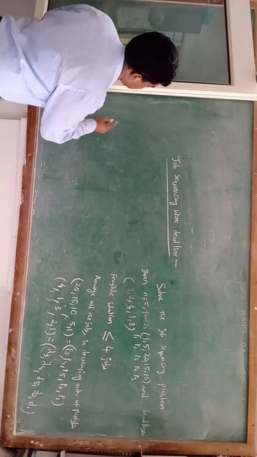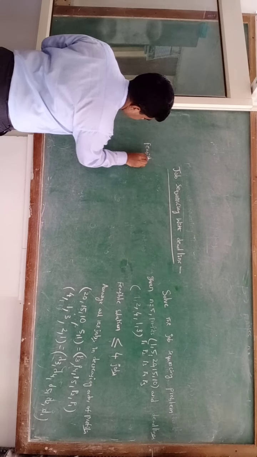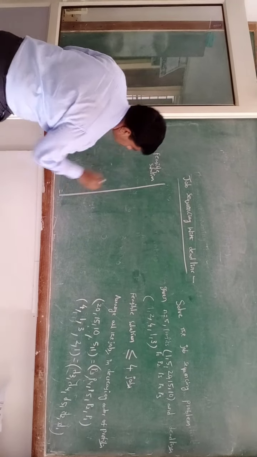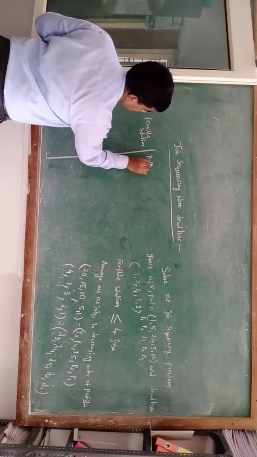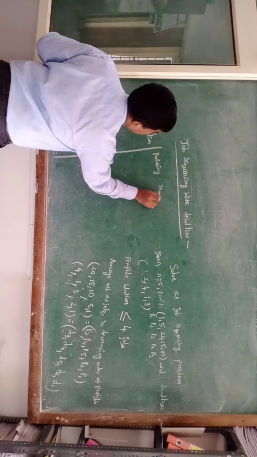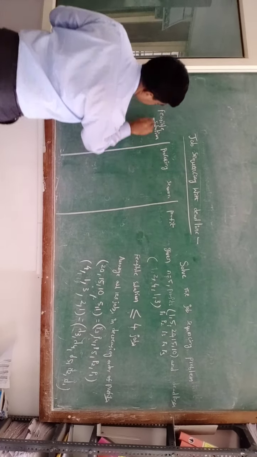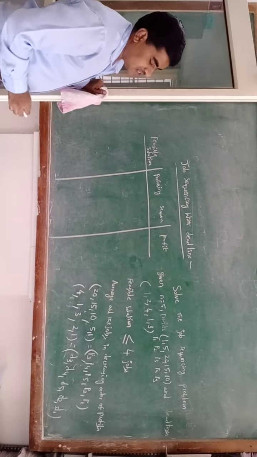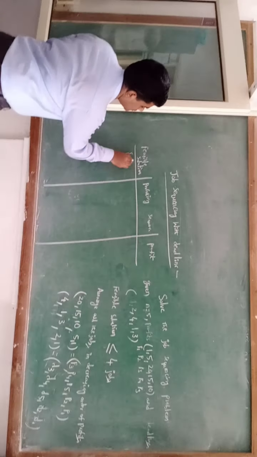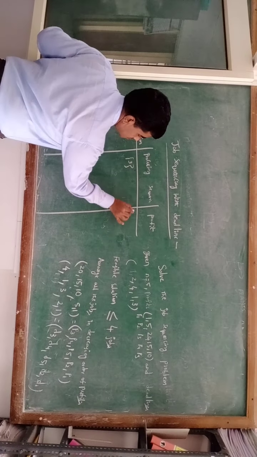So in this, we have the feasible solution, processing sequence, and profit. First, the maximum profit job we take, that is the third job. Only one job is there, so the processing sequence is the same, and the profit is 20.